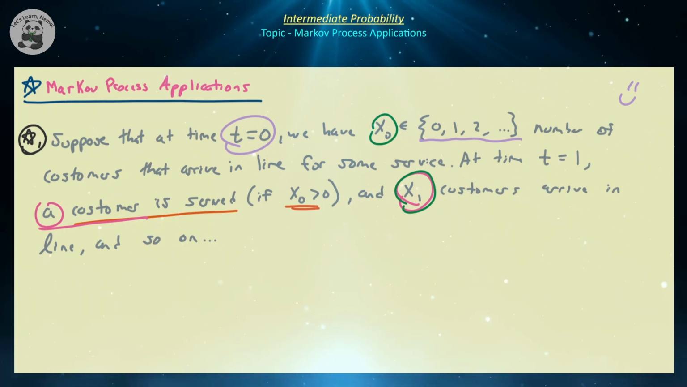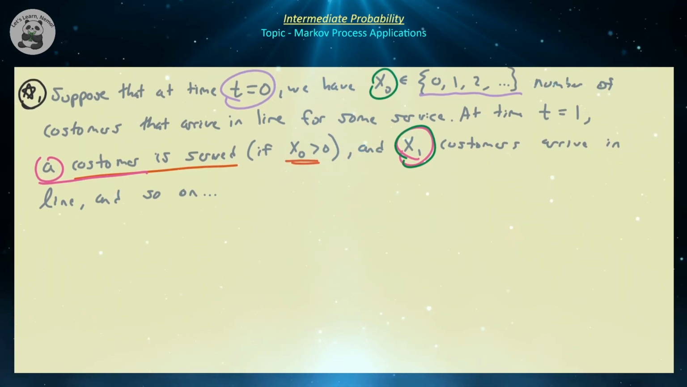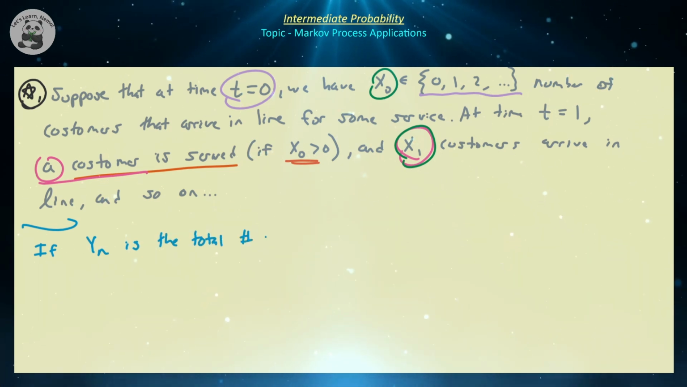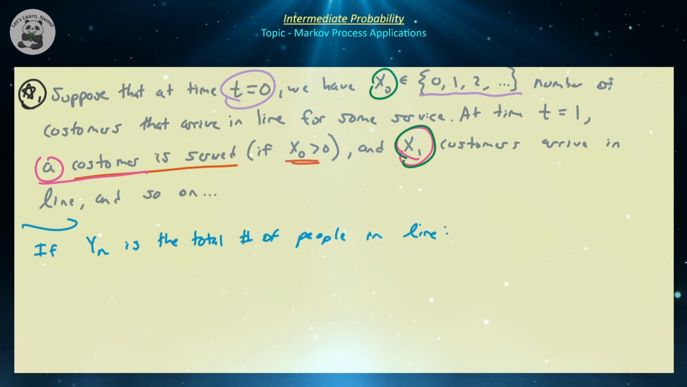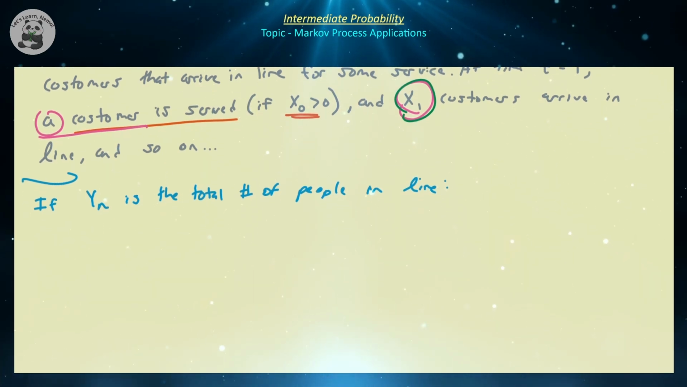Right, so there's a couple of variables you could be keeping track of. One, how many customers arrive at time t is equal to m, and also the total number of customers that are waiting in line at t is equal to n, which is the variable that we're actually going to be trying to model via a Markov process, right? So let's assume that yn is the total number of people in line. And let's see if we can actually sit down and model this.